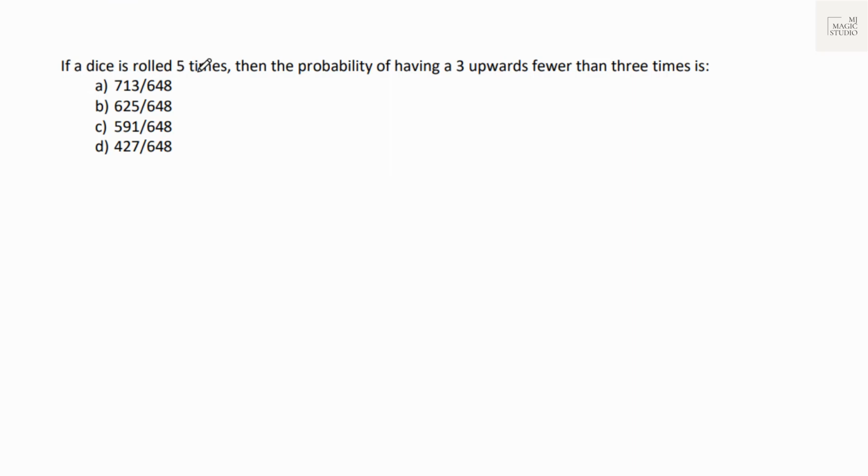A dice is rolled 5 times. Then what is the probability of having a 3 upwards fewer than 3 times? We are doing an event 5 times. What is the probability of getting a 3 when a dice is rolled once? It is 1 by 6. Let's suppose this is small p. Then q is not getting the 3, that is 1 minus p, which is 5 by 6.